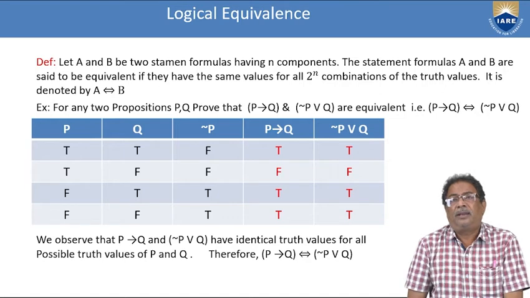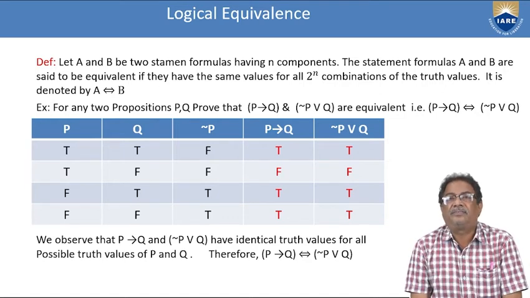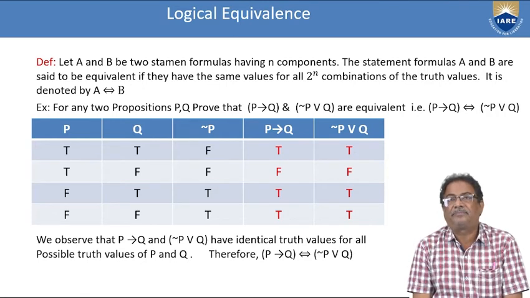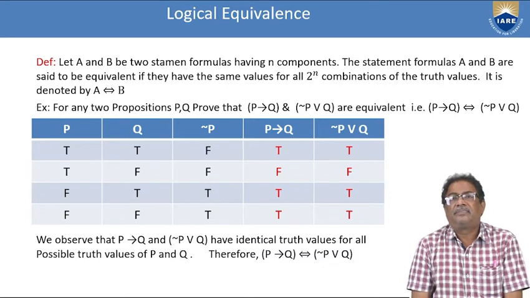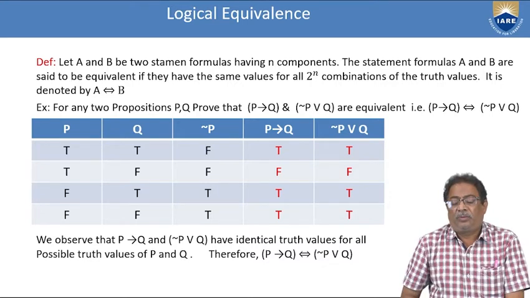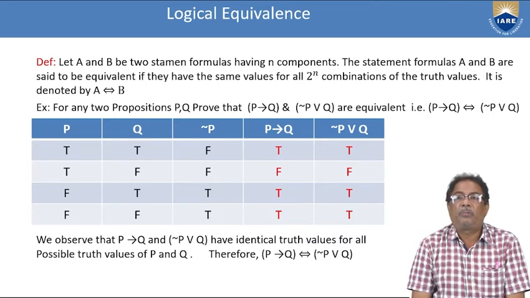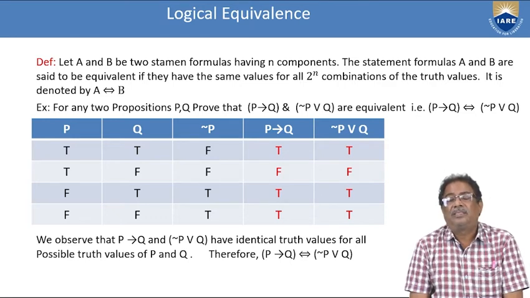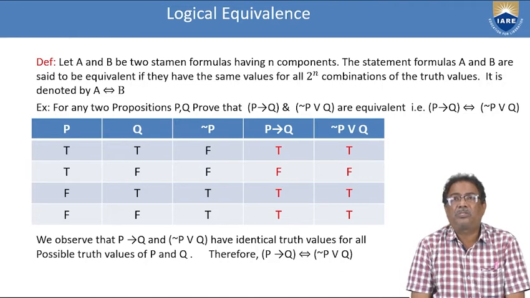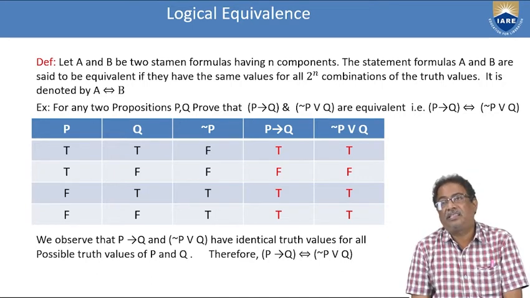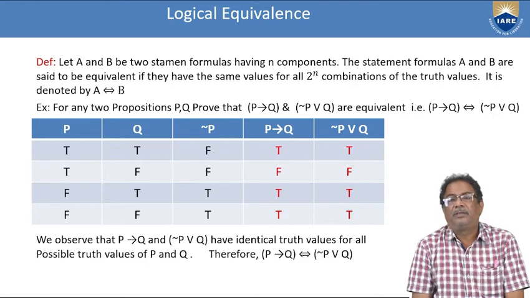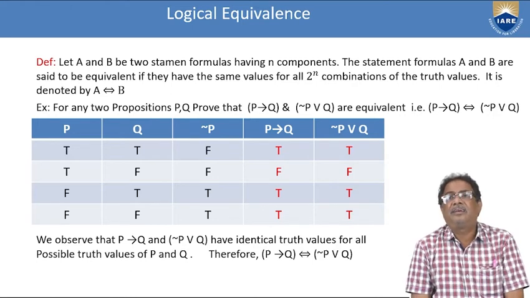Next, another topic: logical equivalence. When we say that two compound propositions are logically equivalent, one method is constructing a truth table and verifying that those two compound propositions have identical truth values. That means whatever the compound proposition gives in one column, the other compound proposition gives in the other column. If both are the same, then we can say that they are logically equivalent.